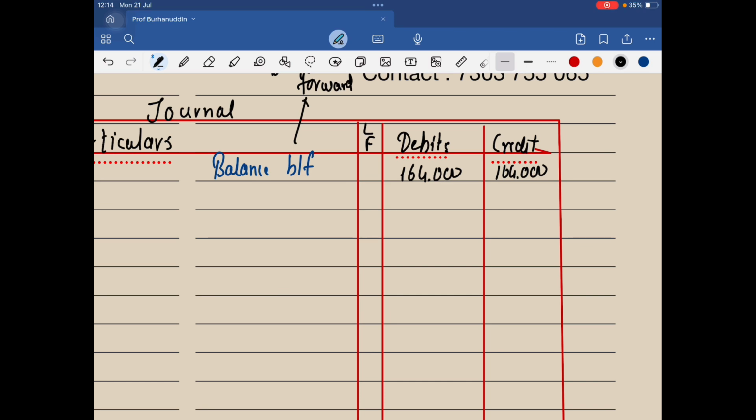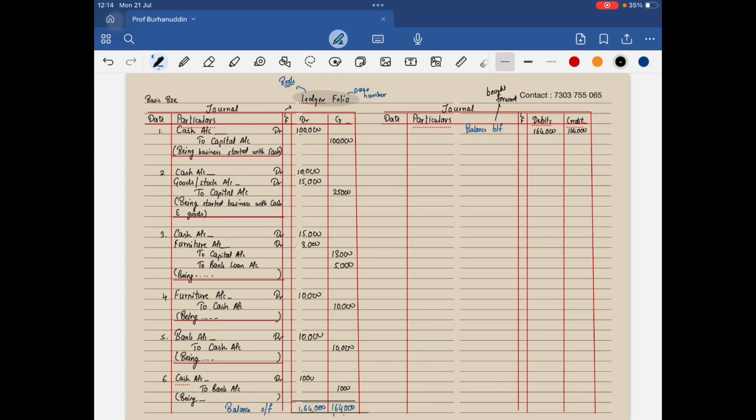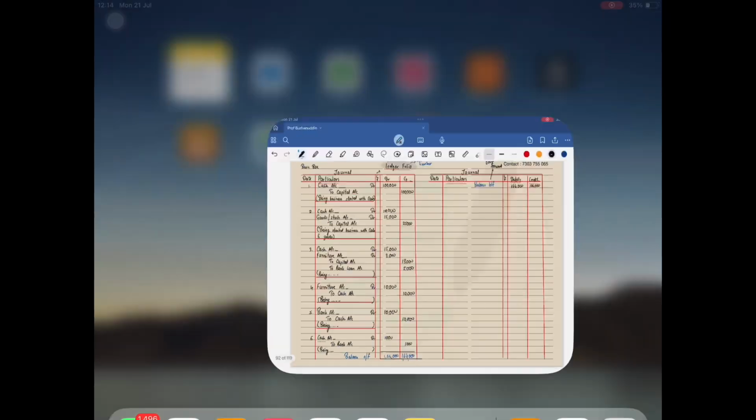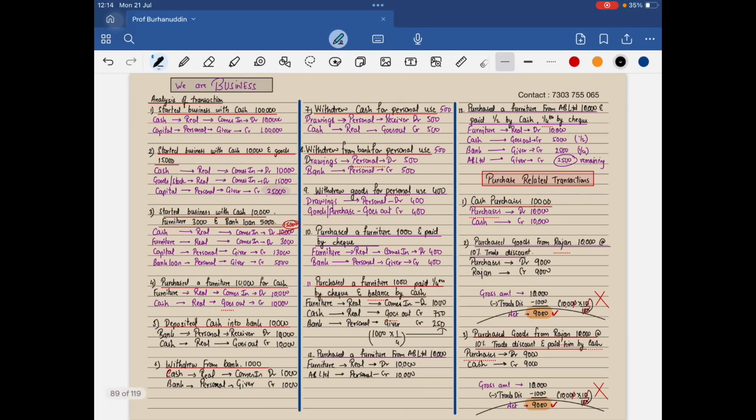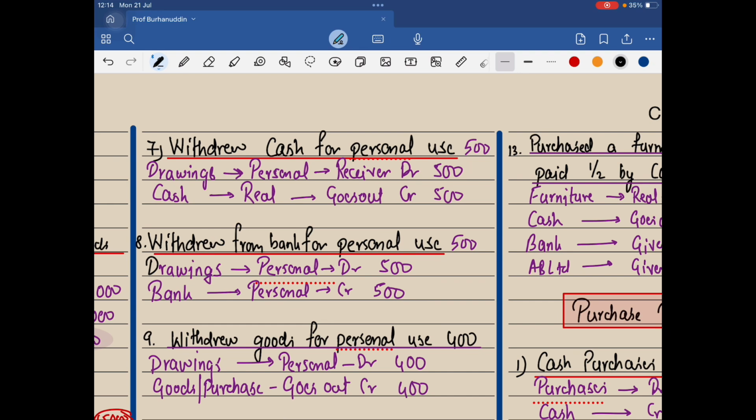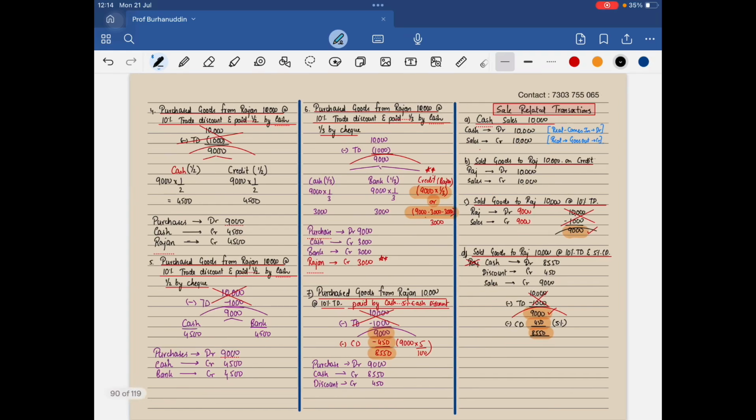Okay, Prakash, I hope you are understanding this. Six questions were done. Now coming to the next one, seven. Chalo. Now it will be very easy, and we can pace up a little. Yes or no? Next is drawings, debit, cash, credit. So drawings account, debit to cash account.